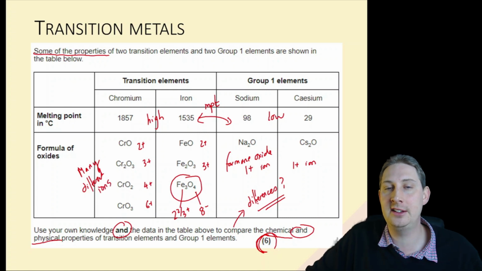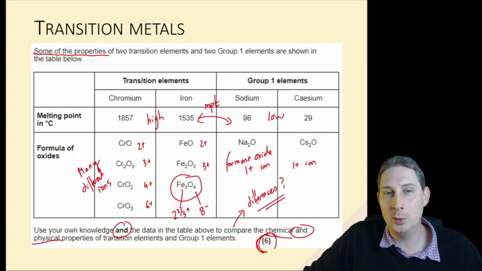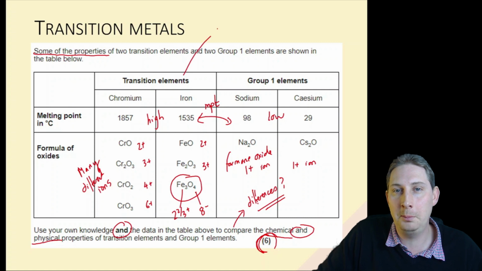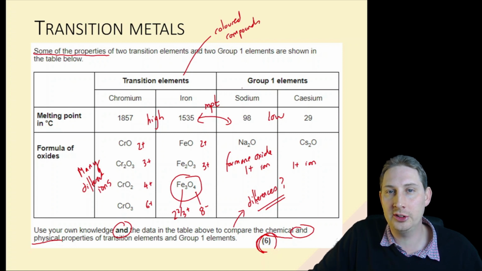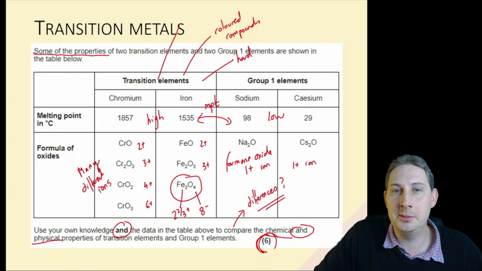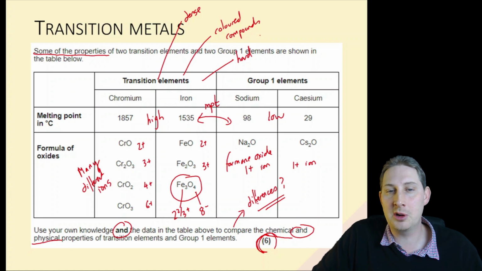So that's the use the data in the table, and that has got me probably 2 marks out of 6. Well, what else do I know? Well, I know that transition elements form coloured compounds, while group 1 elements do not. I know that transition elements are hard, while group 1 elements are not. I know that transition elements are dense, while group 1 elements are not. And that's probably covered the physical properties.